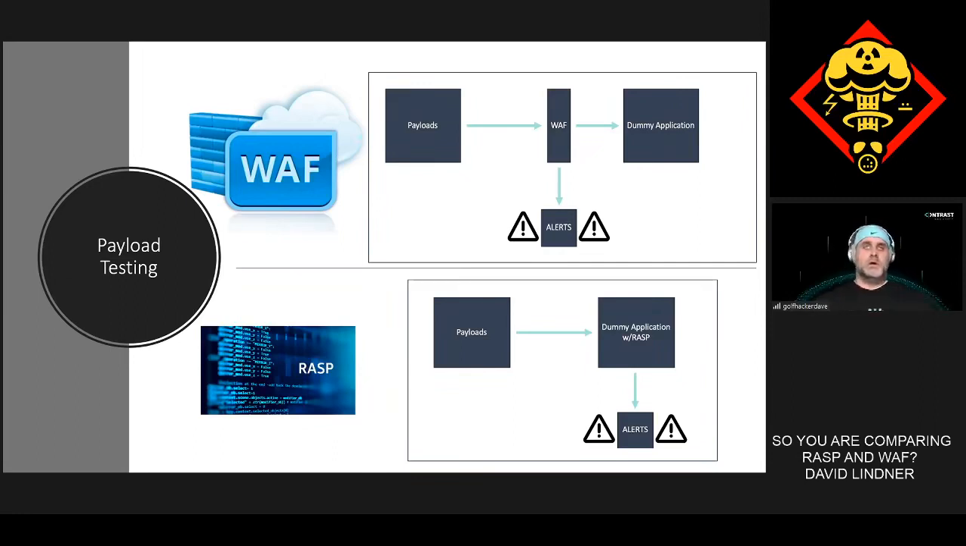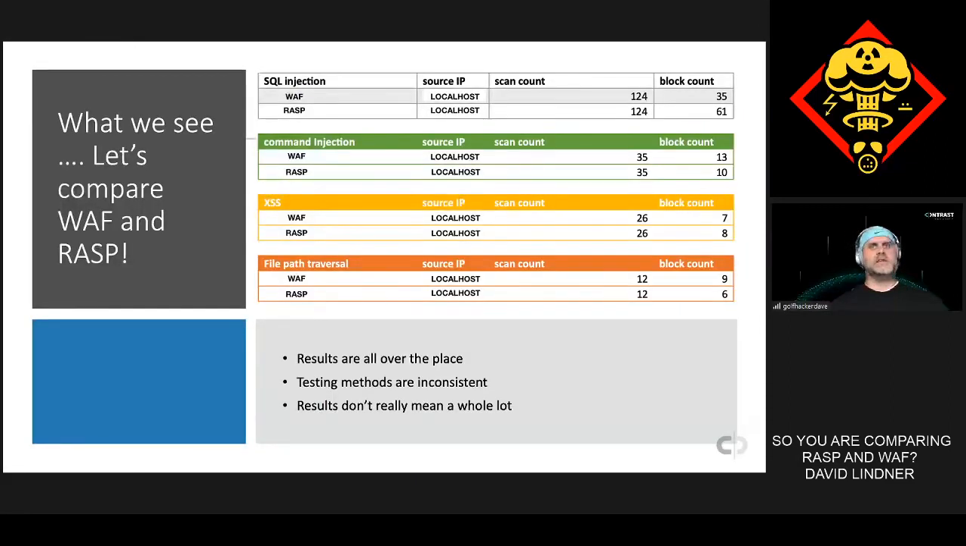So, more and more orgs are starting to do a little bit better payload type testing. But one case study that was done was, look at SQL injection, command injection, XSS, file path traversal, right? Some of these things that are the most egregious things that organizations probably care about. And you can see here the scan count, that's the different payloads that are being sent, and then block count.